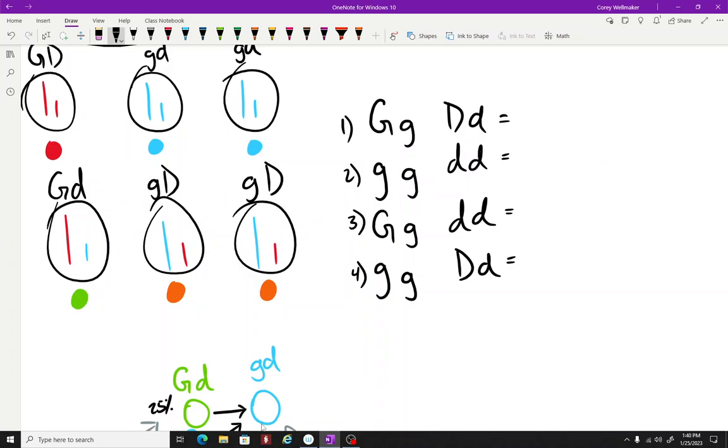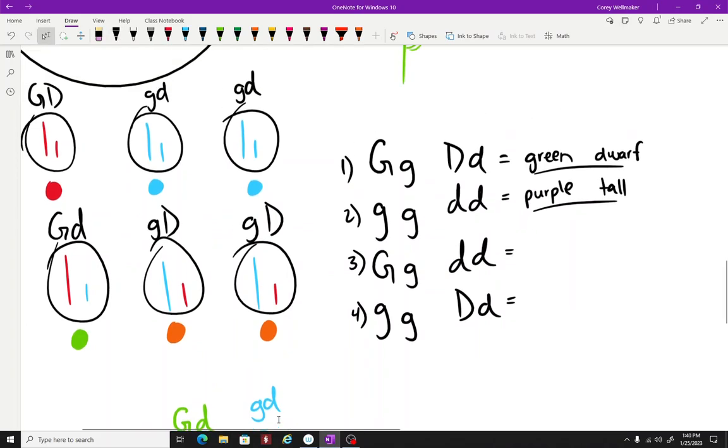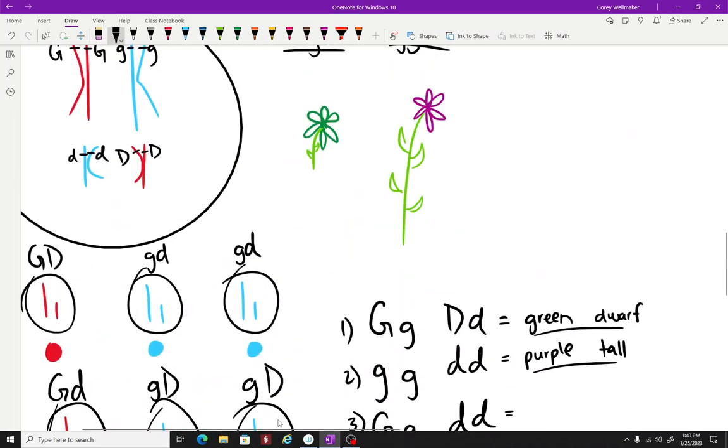You're going to have a green dwarf phenotype. You're going to have a purple, tall, and we would refer to these as the parental phenotypes, right? Because these organisms right here look like this parent, and these organisms right here look like this parent.